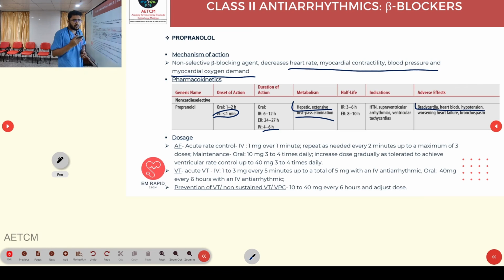Bradycardia, heart blocks, it can cause hypotension, it can cause worsening of heart failure, and it can cause bronchospasm if it is a non-cardioselective, non-selective beta blocking agent as well.